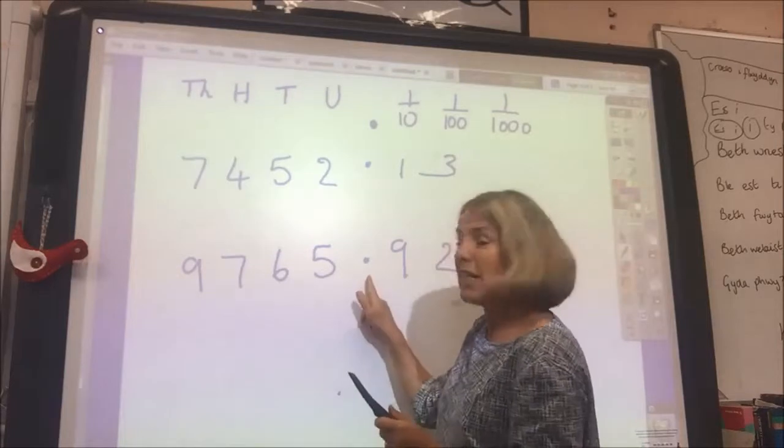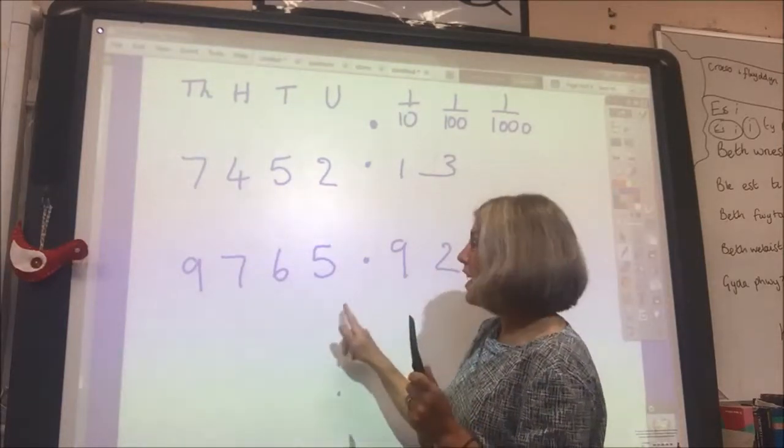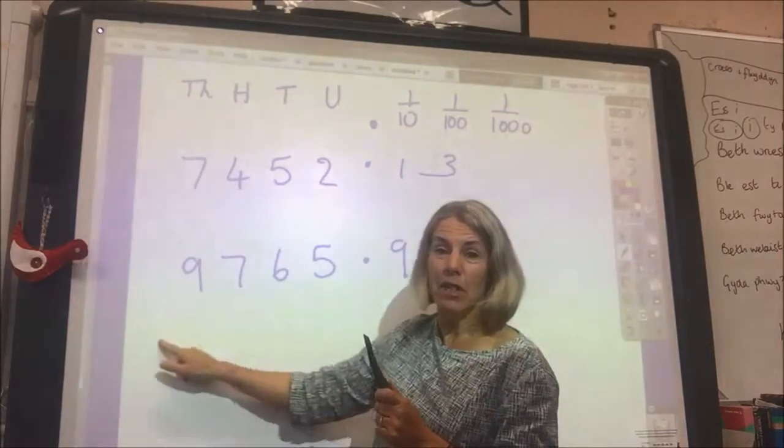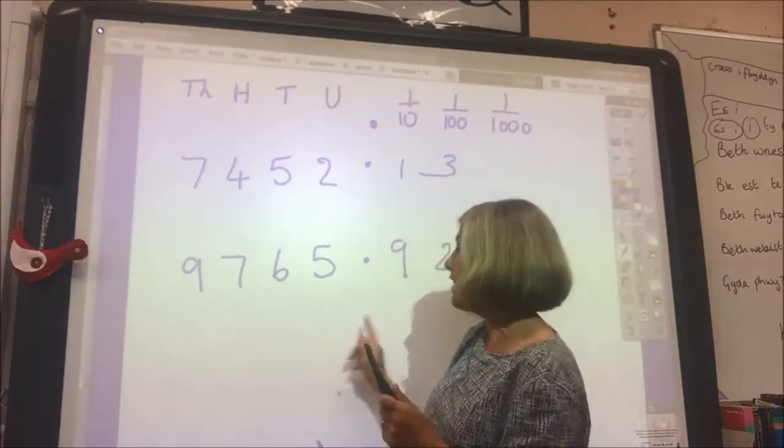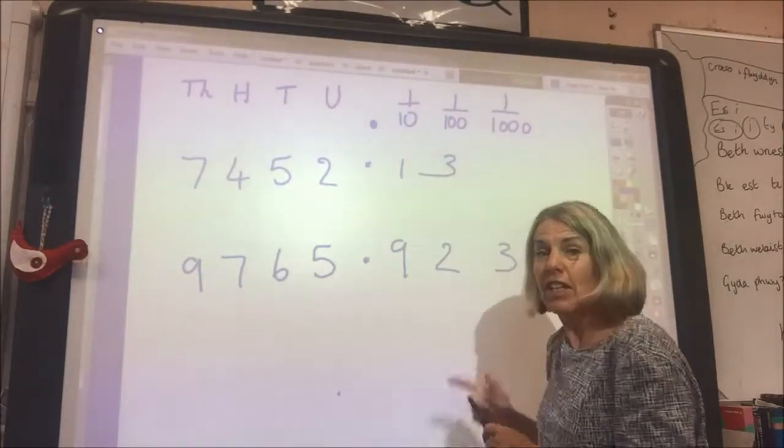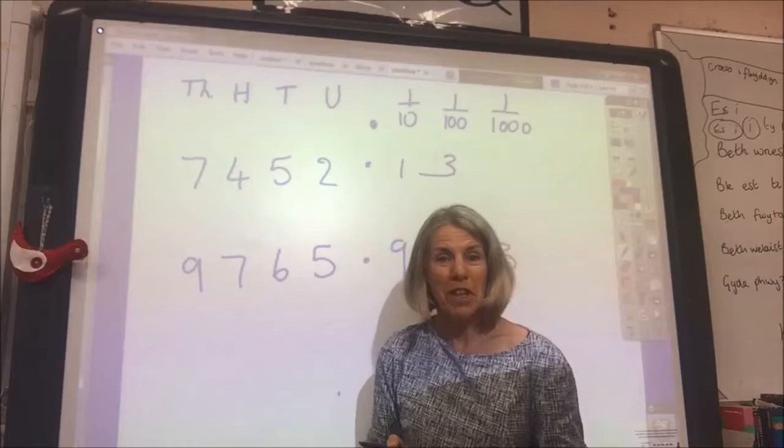Just remember, decimal point, block of concrete. If you're travelling to the left, the numbers get larger by a multiple of 10. If you're travelling to the right, numbers get smaller by a multiple of 10.